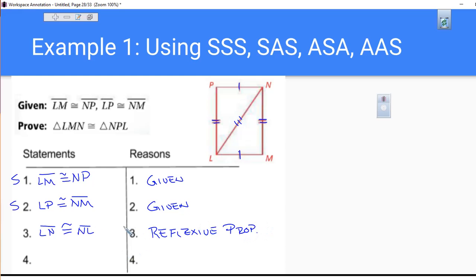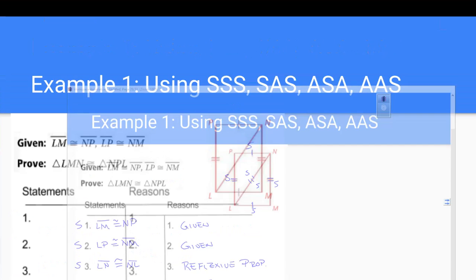And now let's take a look. We've got 3 side lengths. We have a side, side, and a side congruent to side, side, and side. So now we can prove our triangles congruent. Triangle LMN is congruent to triangle NPL, and our reason is going to be side-side-side congruence. So we can use just our initials, SSS. Okay, let's go to the next one.